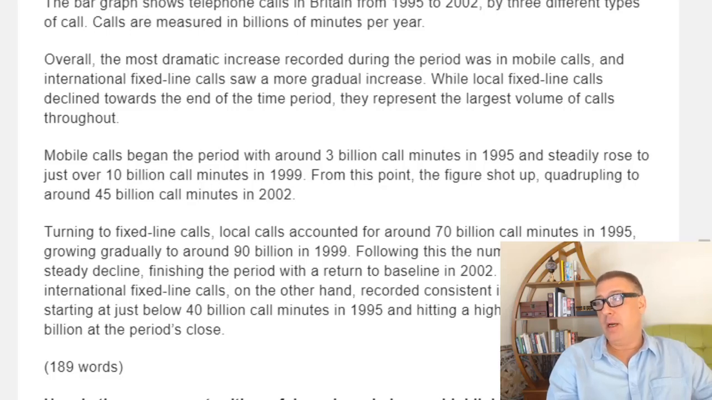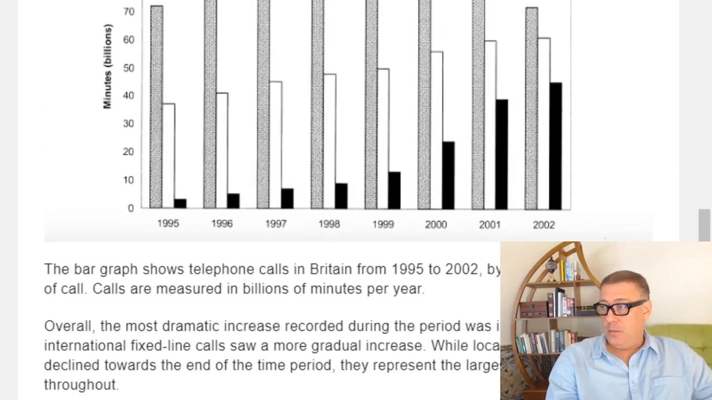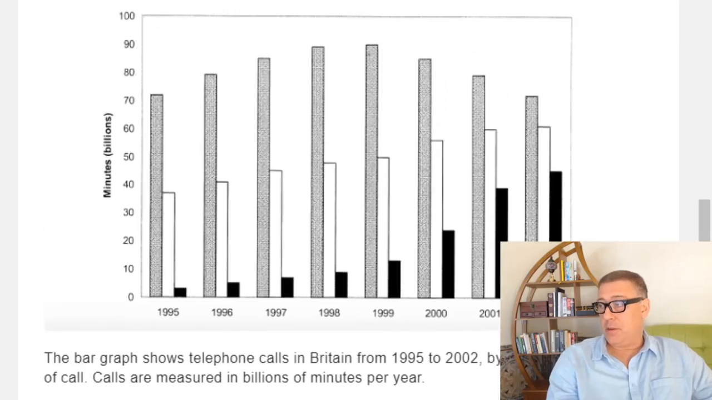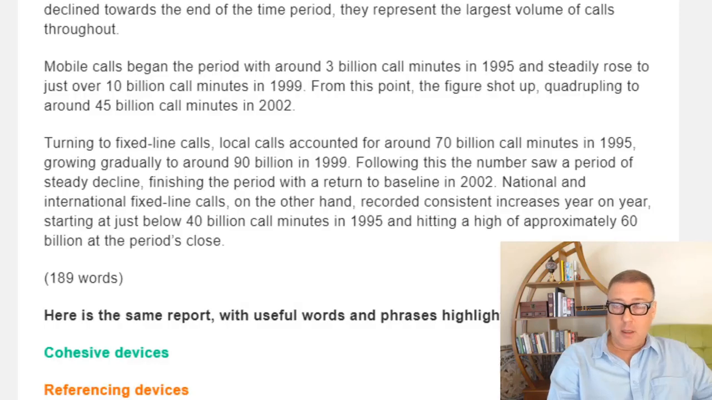Okay, so I've mentioned the increases and the types of increase we've got in the white bars and the black bars, and I didn't mention the increase at the beginning of the fixed line period. I mentioned the decrease towards the end. That seemed more relevant, and also that throughout the period, regardless of whether they were increasing or decreasing, they were the highest volume, or the greatest number of calls in billions of minutes. So there's our overview. Concise and very complete.